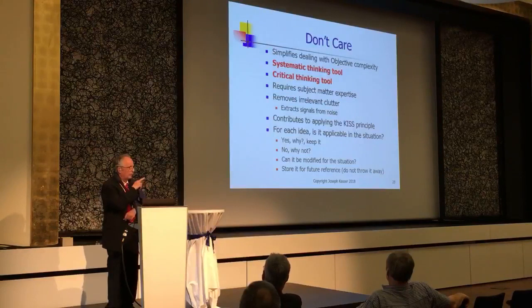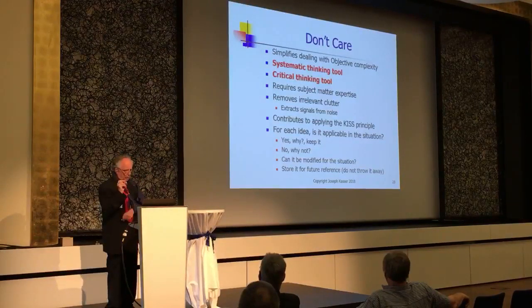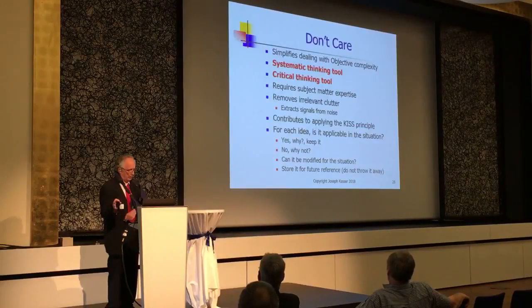Remember Mike showed that N squared matrix? I think it was Mike. Was it Mike or Ollie who showed the design structure matrix? You take a look at every item in that design structure matrix and you go through it and you say, is this applicable in my situation? Is this idea applicable? Is this applicable? If it is, keep it. But if it isn't, keep it and note why it wasn't usable or if it could be used.